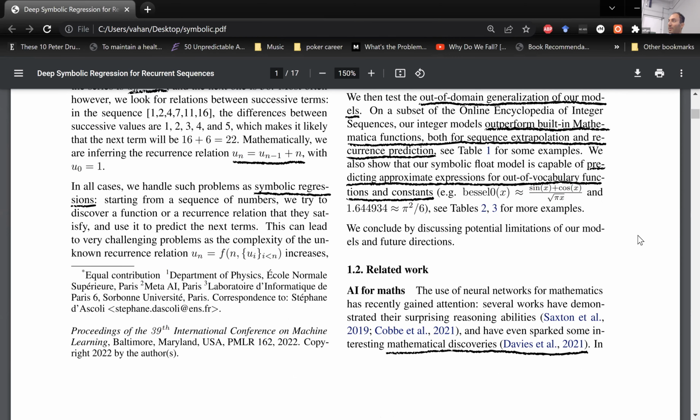Because first of all, what does it even mean to find a formula, right? How do you test that you found an accurate formula? The other problem is there may be infinitely many formulas, and there are. So how do you choose?